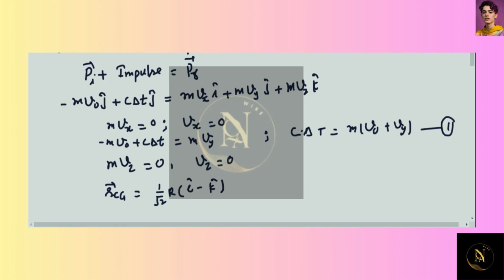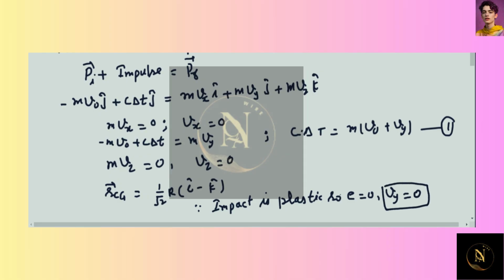As we know, collision is perfectly plastic, so e is equal to 0, where e is the coefficient of restitution, and vcy will be 0. This is important to note.